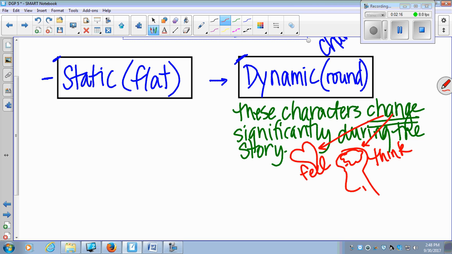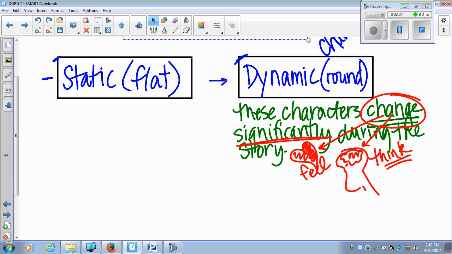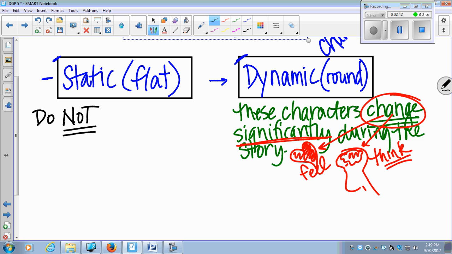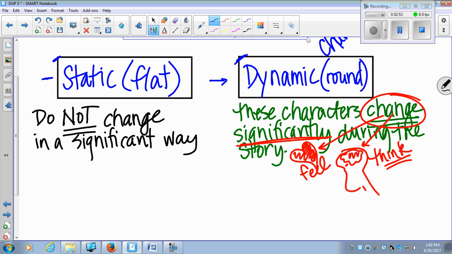And this is very important. The change needs to be significant, and it has to be something in the way they feel, a change in their heart or in their brain, or the way they think about something. Now, conversely, if you're looking at characters that are static, these characters do not change in a significant way as the story progresses.